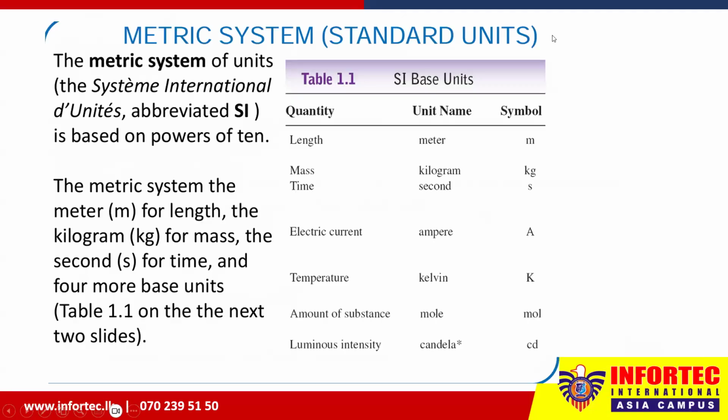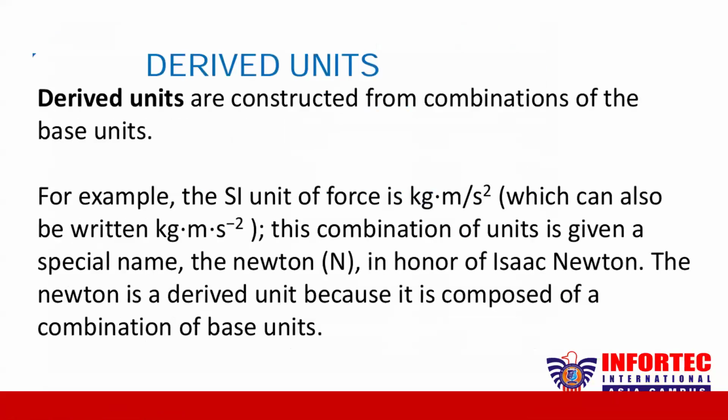The metric system, then standard units you can see in this slide. The metric system of units, the International System of Units, abbreviated SI, is based on the powers of 10. The meter for length, the kilogram for mass, the second for time, and the mole for amount of substance, right? Then you can see in table 1.1 here the quantity, unit name and symbol. These are the SI units we use in physics or science, right?